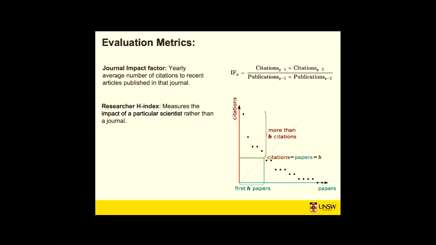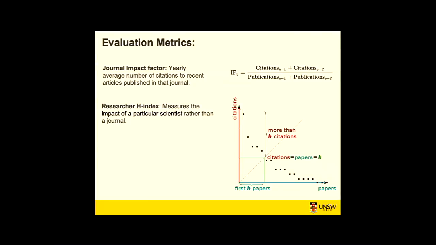Probably easier to see this in a graphical format. Here, if we stack up the papers that I've published, so this is number of papers, and we order them by the number of citations. So let's say I'm a somewhat famous researcher. I've produced a few papers that people really liked and got a couple of citations, but most of them are not so high. The H-index is the point where the number of citations equals the number of papers.